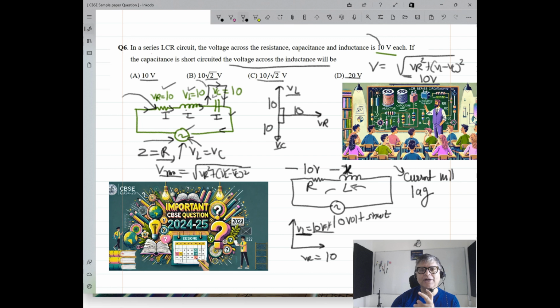Shorting is the main key theme in this question. When you short a capacitor, you're eliminating it from the circuit, so its impact goes away, and you're only left with these two. If you have to find the voltage now being supplied, it will be 10 square plus 10 square, which is VR square plus VL square, so 10 root 2. But that is not the question. It is only the voltage across the inductance which has been asked.